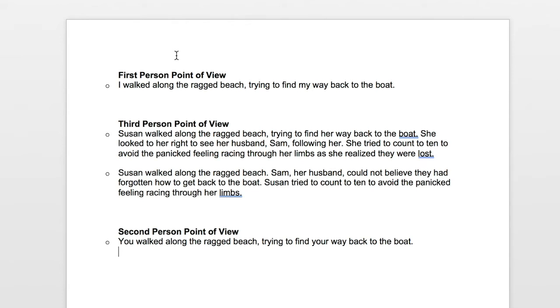You can do it from the perspective of just one character in the story. This is called limited, which is what this sentence I just read was in. Notice that we're just in Susan's head. So we just know what Susan is experiencing.